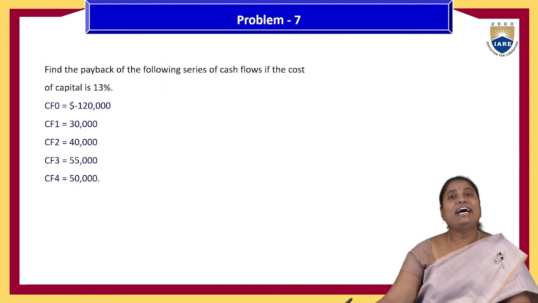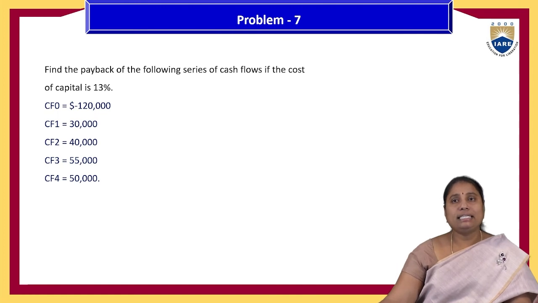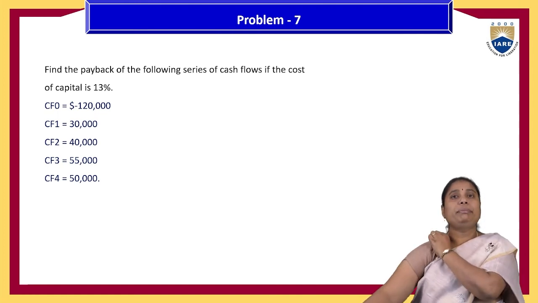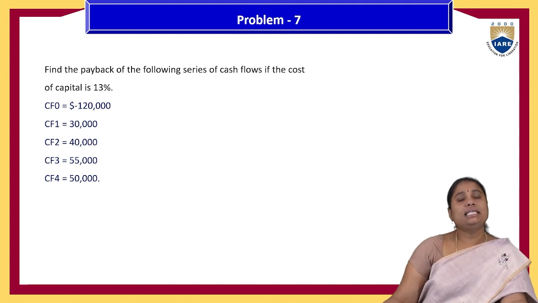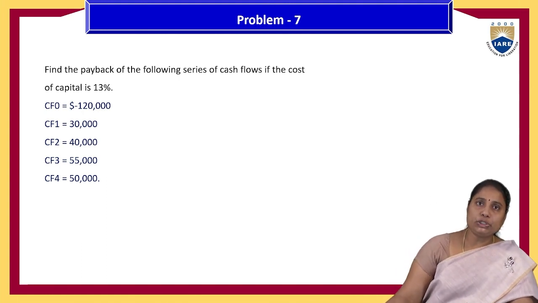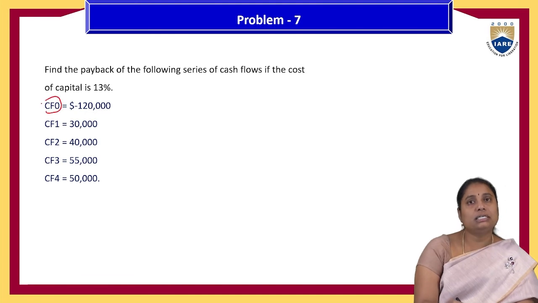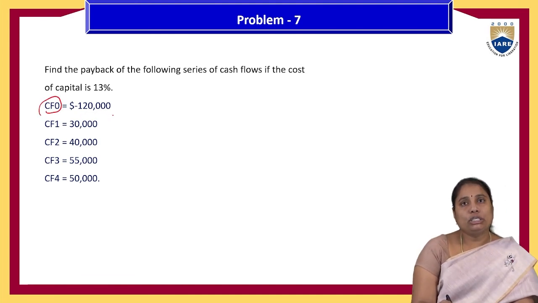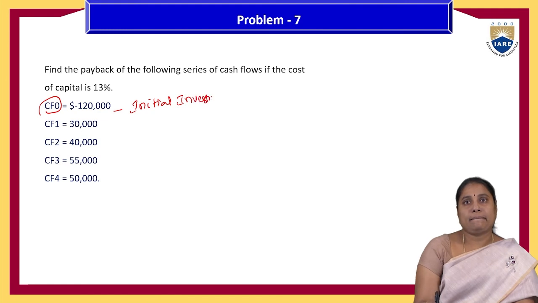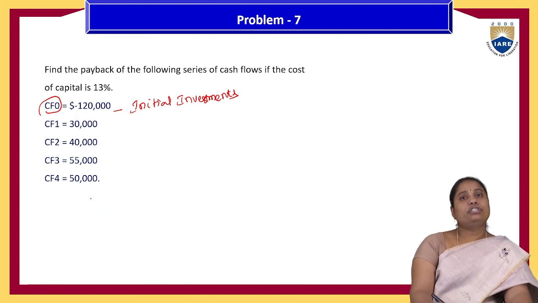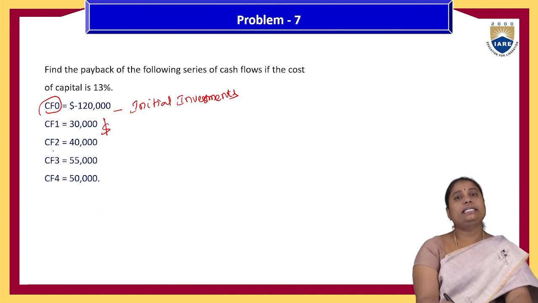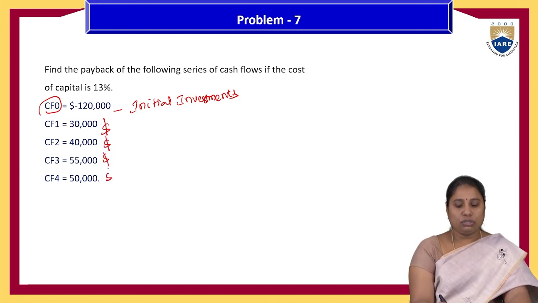The next one: find the payback period of the following series of cash flows. The cost of capital is 13%. The cash flow at year 0, the base year, is minus $1,20,000, which we can treat as the initial investment of the organization. The cash flow in the first year is $30,000, second year $40,000, third year $55,000, and fourth year $50,000.